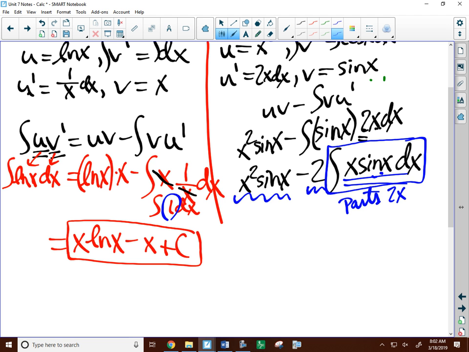That, minus 2, all good. Right here, yeah, that'll come down. And then I'm just going to do the integral of this doing parts again.